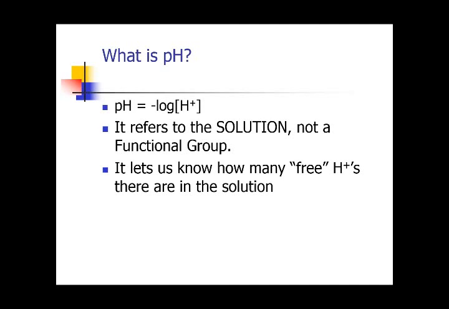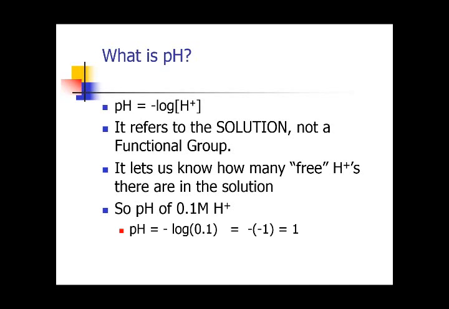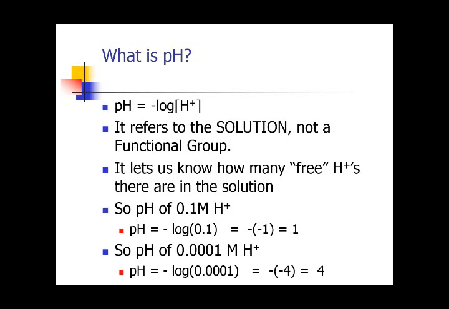What it does is sort of lets us know how much free H+ is floating around the solution. So if we have 0.1 molar H+, what that means is it has a pH of 1. So remember, pH is equal to negative log of 0.1, so therefore you have a pH of 1. So what is the pH if you have a solution of 0.0001 molar H+? Very simple. Punch in your calculator, you should get a pH of 4. So that's what pH is.